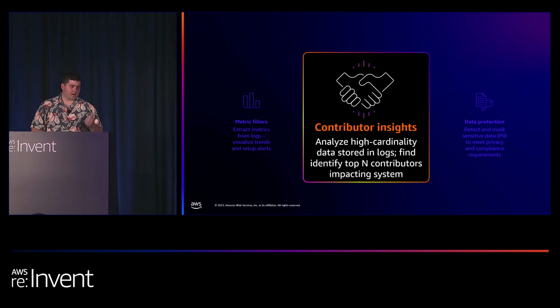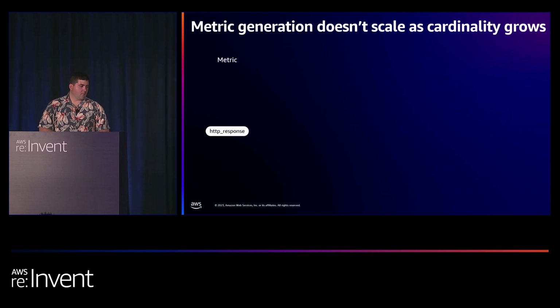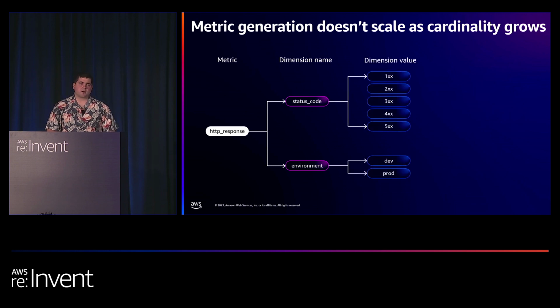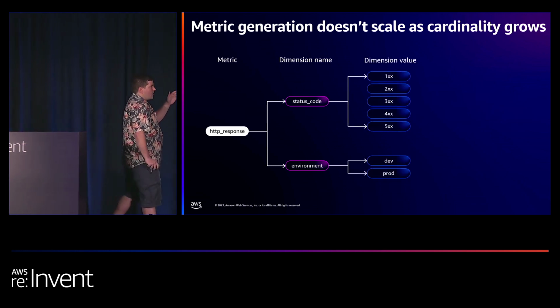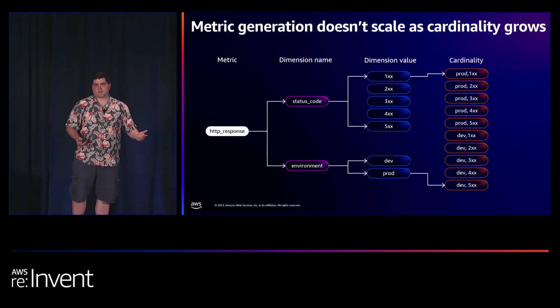And let's talk about why. And the reason for that, and it's really going to come into this next topic, which is contributor insights. And we're going to talk about how metric cardinality grows, so uniqueness of metrics. So in this case, we have our metric being that HTTP response. We have 2 different dimensions. In this case, it would be status code and environment. And then we look at all the unique combinations here, right, of the uniqueness of each field, and then the unique combinations of that is our cardinality.